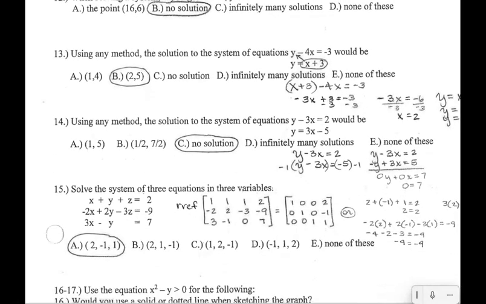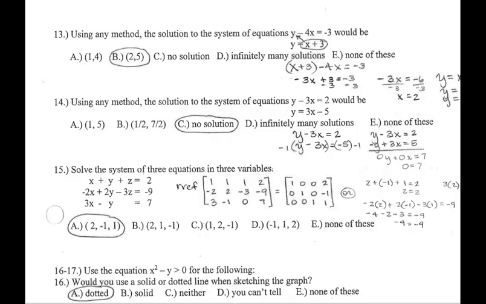Okay, then for number 13, it says using any method, the solution to the system would be what? So we have lots of different choices here. Because this was set up for substitution, that's what I chose to do. For substitution, remember you solve one of the equations for one of the unknowns, and then you plug that into the other equation in the place of that unknown. So that's what I did. I put x plus 3 in the place of y. And so x minus 4x would be negative 3x. And then I'm trying to get x by itself.